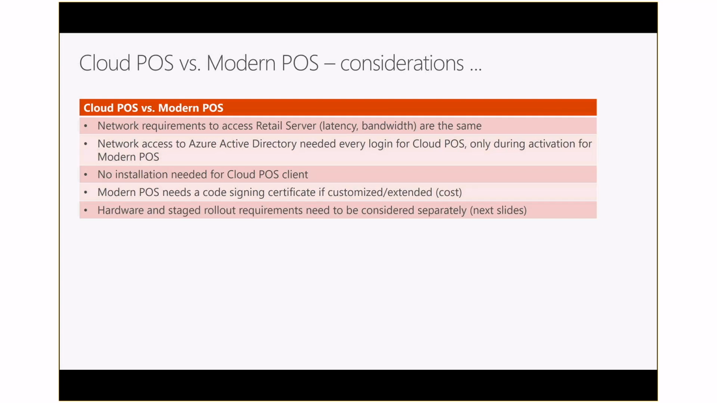Last but not least, hardware requirements and staged rollout requirements are important things to consider. Staged rollout, for example, would be if a small bug fix needs to be rolled out. I have the opportunity to maybe update only 5 terminals for Modern POS to the new version, make sure everything works, and then move over the rest. That's a little tougher to do with Cloud POS because we have a single server deployment here.